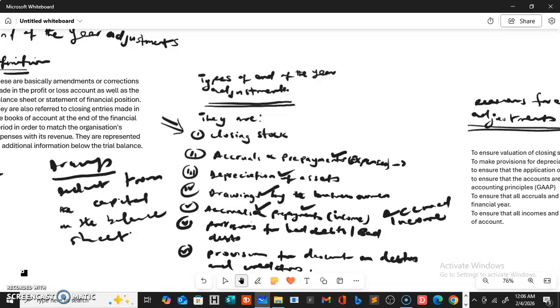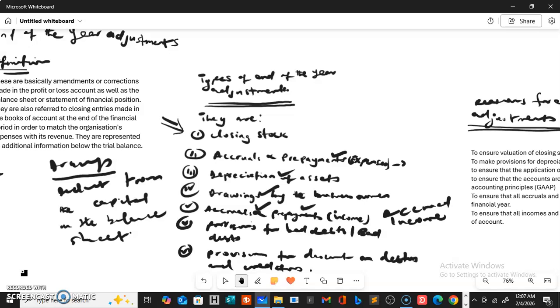So for provision for discount on either the debtors or creditors: for provision for discounts on creditors, what we do is to add the discount back to profit, and this is like a discount receivable. This is treated as a discount receivable in the case of provision for discounts on creditors.